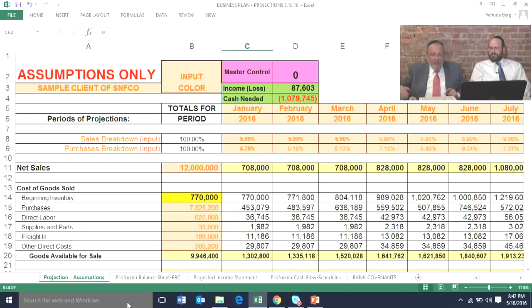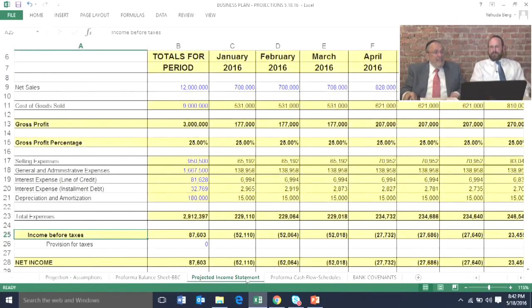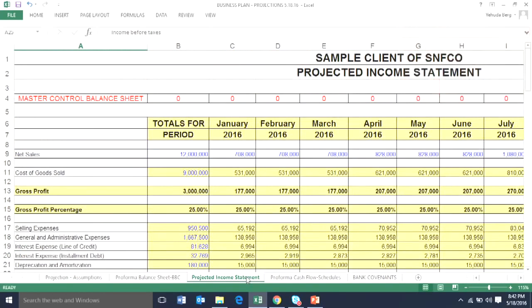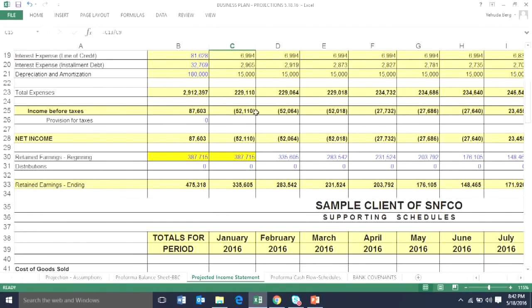Part of our agenda was the project requirements. What kind of reports am I going to have to generate? The first thing we have here is a projected income statement. What I put on my assumptions will give you an income statement for each month. It'll tell you what my sales are, what my cost of goods sold are, what my expenses are. You remember we said it's 25% gross profit? It's 25% gross profit.